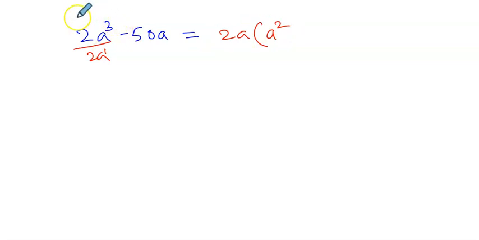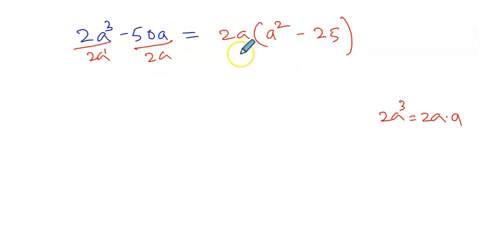So, in 2a cube, you separated the 2a cube as 2a times a square. That's what we did. Now 50a, this is also divided by 2a. 50 divided by 2 is 25. There is a minus sign. Okay, minus 25. A and a cancel out. That's all. So now I have 2a times a square minus 25.